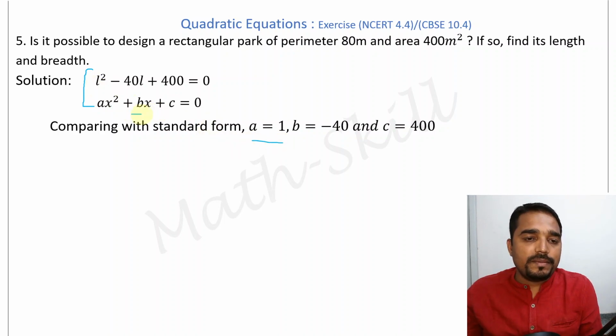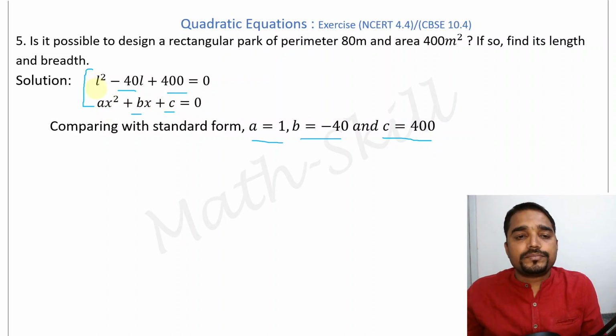Wherever there is b, we have minus 40, therefore b is equal to minus 40. And wherever there is constant, we have 400, that is c is equal to 400. So instead of the variable x in the standard form, we have a variable L here. Now we know the quadratic formula. Let us apply that. x is equal to minus b plus or minus.